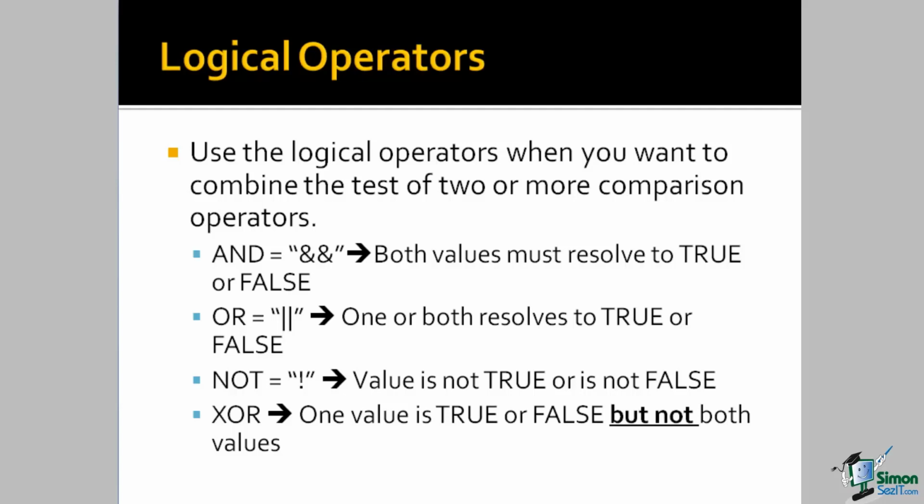So the logical operators here, in addition to the not operator, the bang, allow us to combine different comparisons. So we can say, are these two values equal? And are these two values equal? Or we can say, are these two values equal? Or are these two values equal? And then we could also say the more esoteric XOR, where only one value could be true or false, but not both. Unlike the OR operator, where if either or both of the comparisons returns true, the OR operator returns true. We'll see examples of these.